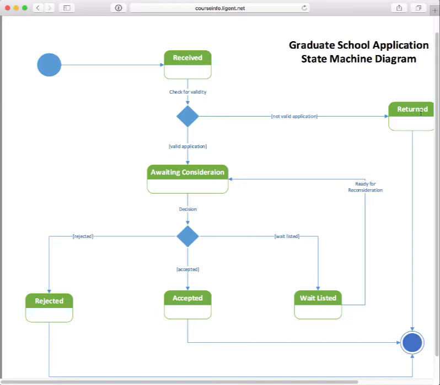And you might want to say, well, aren't the returned ones really rejected? And I would say no, not really. They never got to go through the whole process, right? So they never really went through the process. So I think that's really a third terminal state.